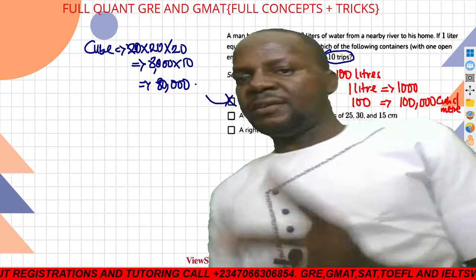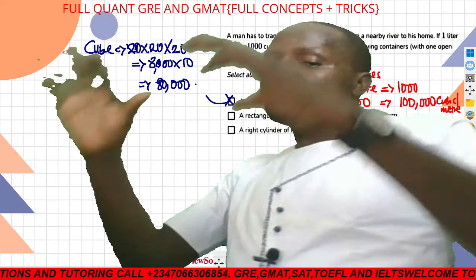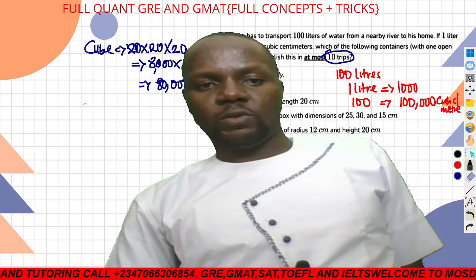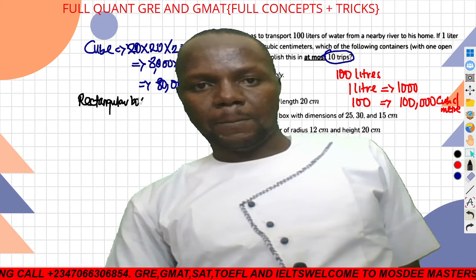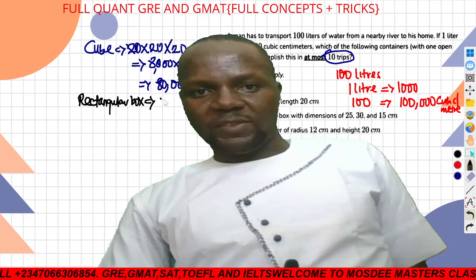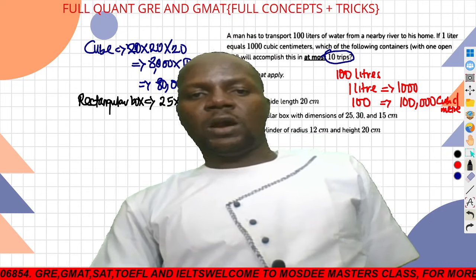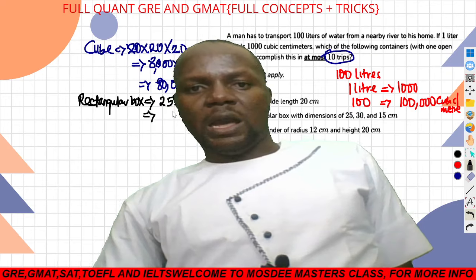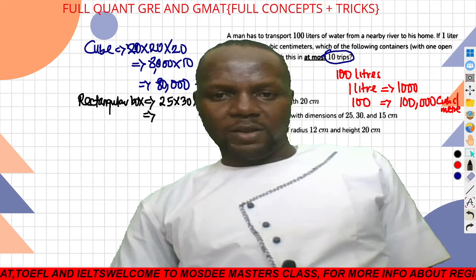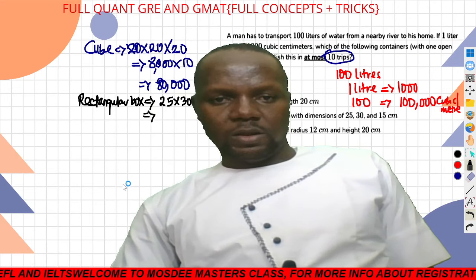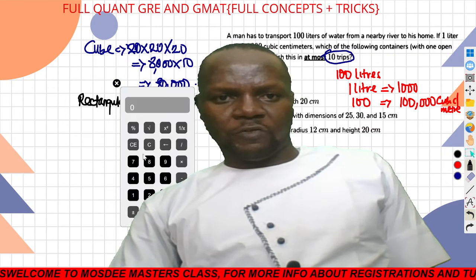The next one, rectangular box with dimensions 25, 30, and 15. So that is the keyword, rectangular box. Definitely it will be 25 by 30 by 15. So I have to multiply this. I have to just do that. 30 times 15 is 450. 450 times 25 is 11250.